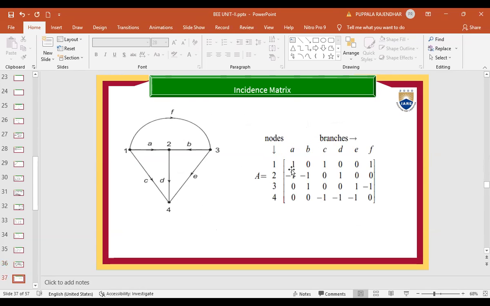So form the incidence matrix for this graph. Try it. Form the incidence matrix for this graph.